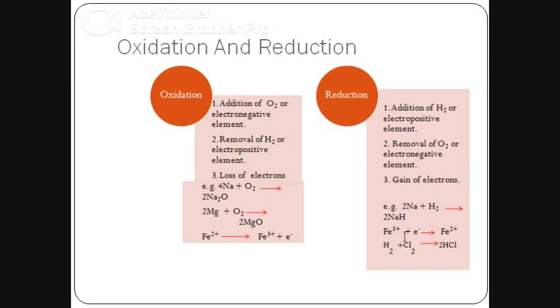Addition of an electron to ferric ion leads to the formation of ferrous ion, that is, iron plus 2. Then hydrogen and chlorine gas combine to form HCl, that is hydrochloric acid. Here again, addition of hydrogen or electropositive element to chlorine leads to reduction and forms hydrogen chloride.